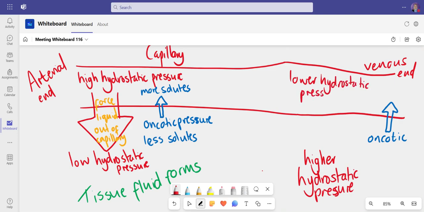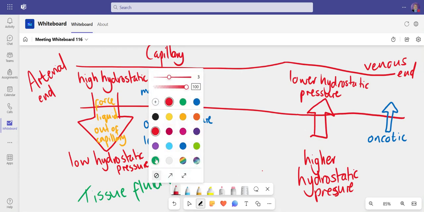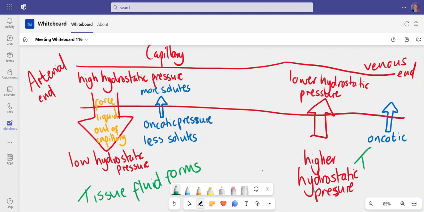And so this arrow that was pointing outwards is now going to force liquid inwards. Okay, so overall, at this end, the tissue fluid is disappearing back into the capillary. Remember, it's never called tissue fluid once it's in the capillary, it's then renamed blood plasma.